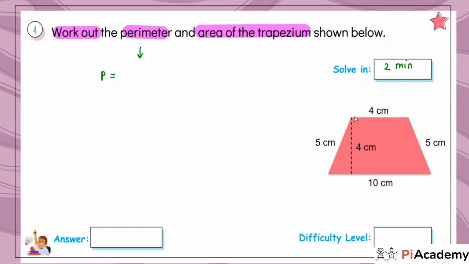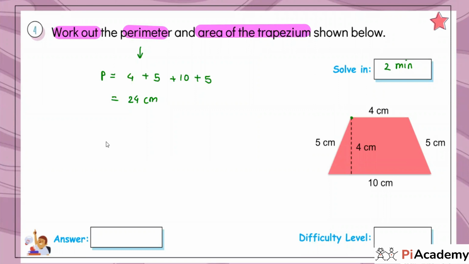So I'm starting with this point. 4 centimeter comes first, then 5 centimeter, then 10 centimeter, and then 5 centimeter. So 4 plus 5 plus 10, and at the end we have 5. This one is the inside of the shape, not the outside. We have to add just the outside edges. So 4 plus 5 is 9 centimeters, 9 plus 10 is 19, and 19 plus 5 is 24 centimeters. So this is the perimeter of the trapezium. Perimeter is easy, just the addition of all the sides.